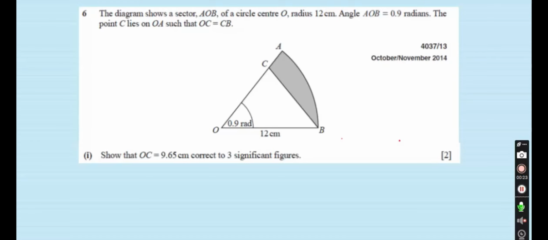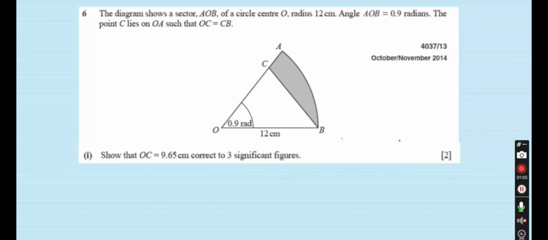This question appeared in October-November 2014 paper 1-3 and the question is: the diagram shows a sector AOB of a circle, center O, radius 12 centimeter. Angle AOB is 0.9 radians. The point C lies on OA such that OC equals CB. Part 1: show that OC equals 9.65 centimeter, correct to 3 significant figures.